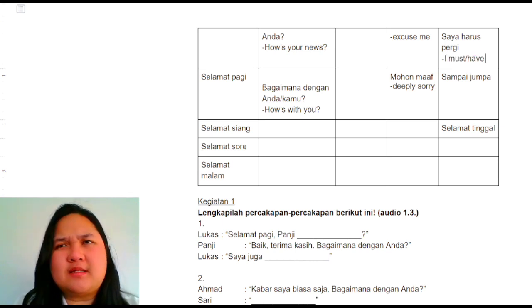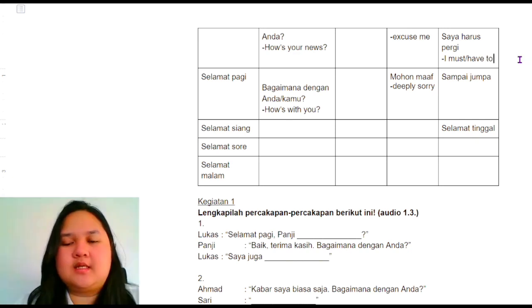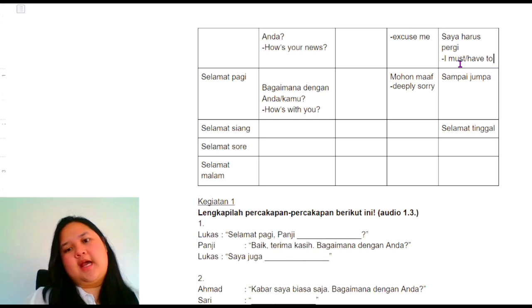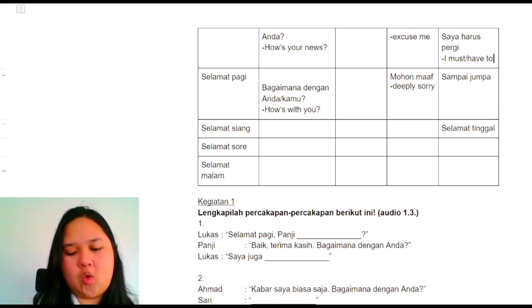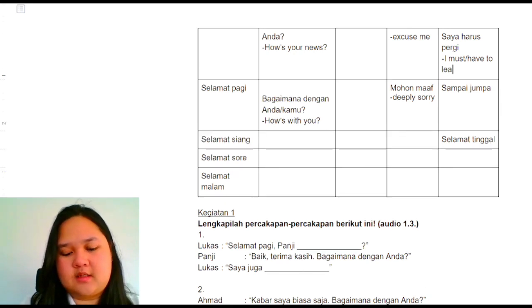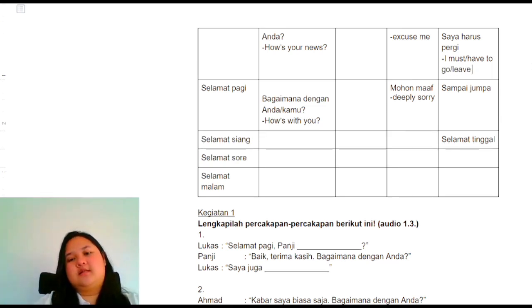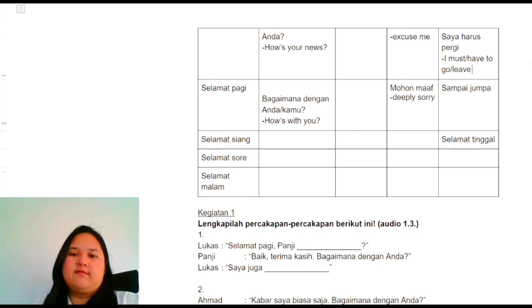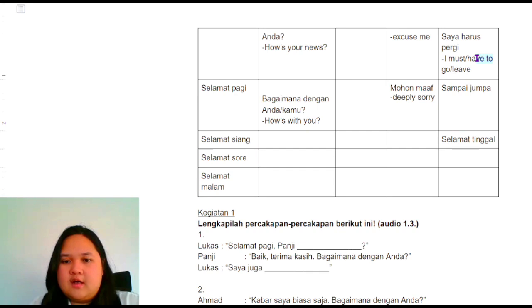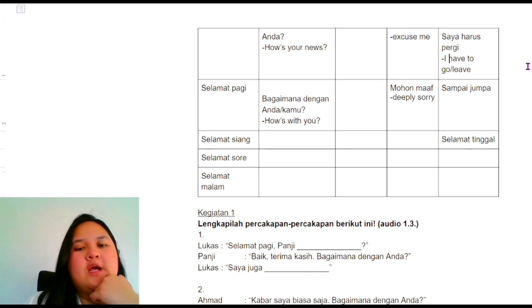So harus is must or have to. I must leave. Pergi is go or leave. So I must go or leave. Pergi. So I must or have to go or leave. I must go. I must leave. I have to go. I have to leave. Maybe like this is better: I have to go or leave.